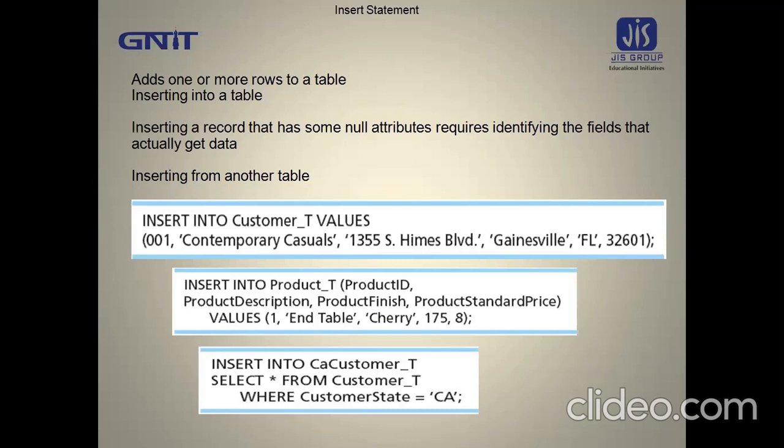Now if you want to insert a record that has some null attributes, that requires identifying the fields that actually get data. Like if you want to insert into Product_T, then product ID, product description, product finish, product standard price. So that will insert 1 in table, cherry, 175.8. These values will be inserted into the table named Product_T.